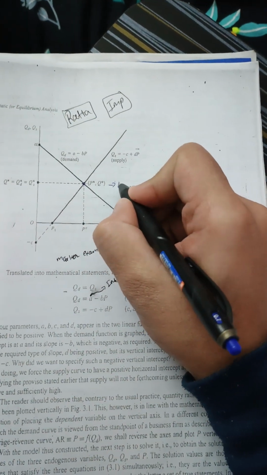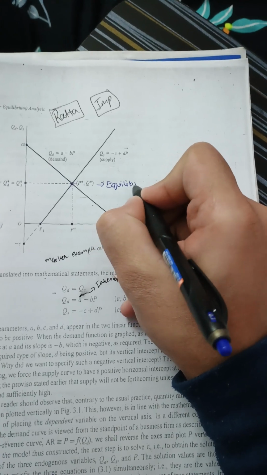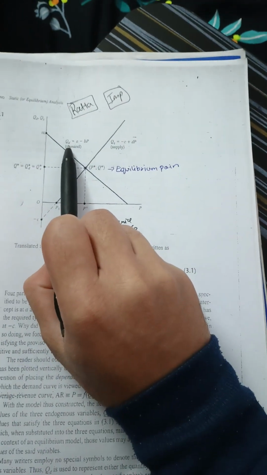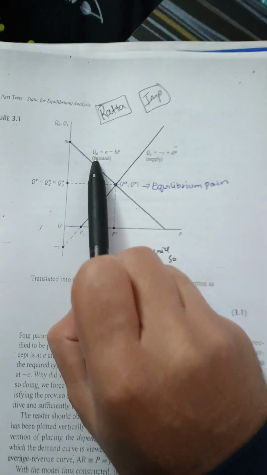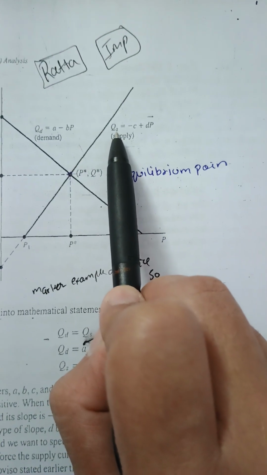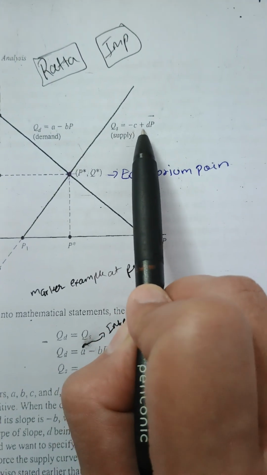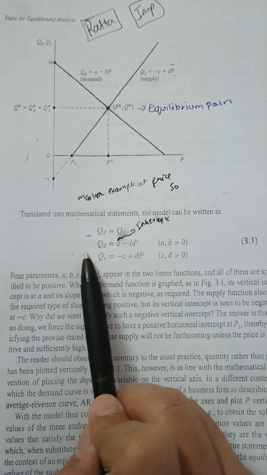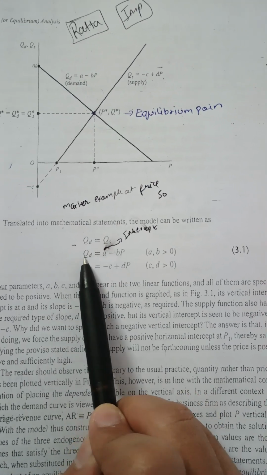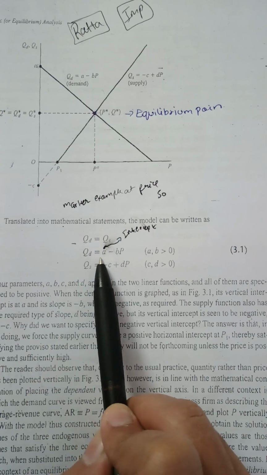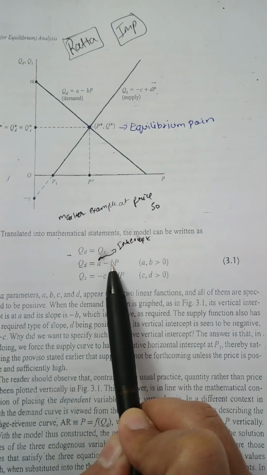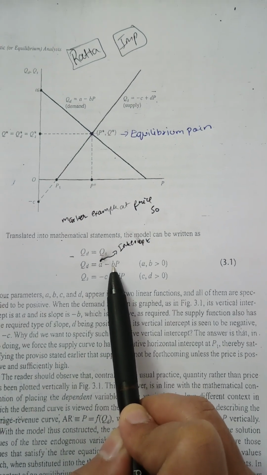So this point is the equilibrium point. The demand curve equation is given as QD equals A minus BP, and the supply curve equation is given as minus C plus DP. At equilibrium, quantity demanded is equal to quantity supplied. In the quantity demanded equation A minus BP, A is the intercept and B is the slope.